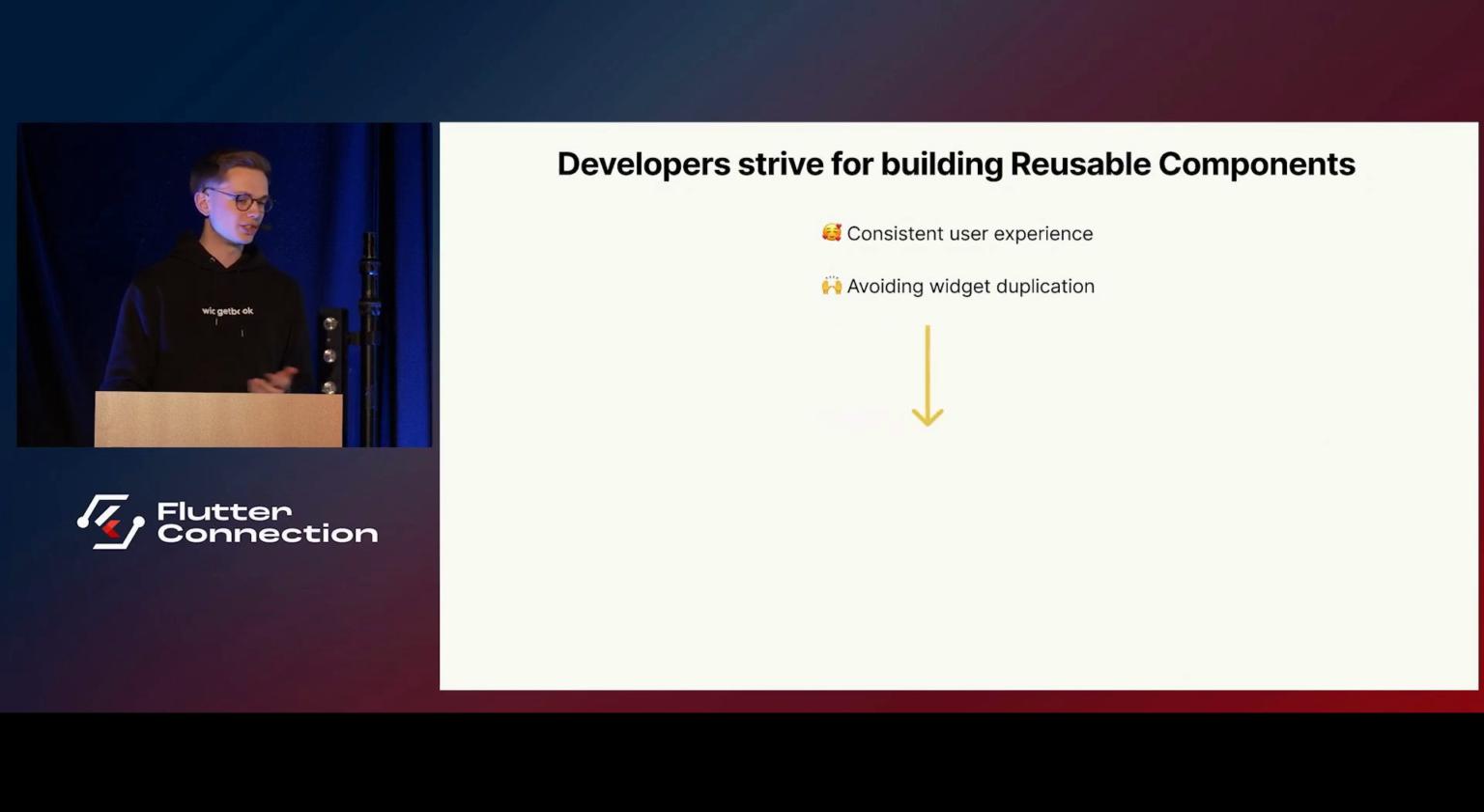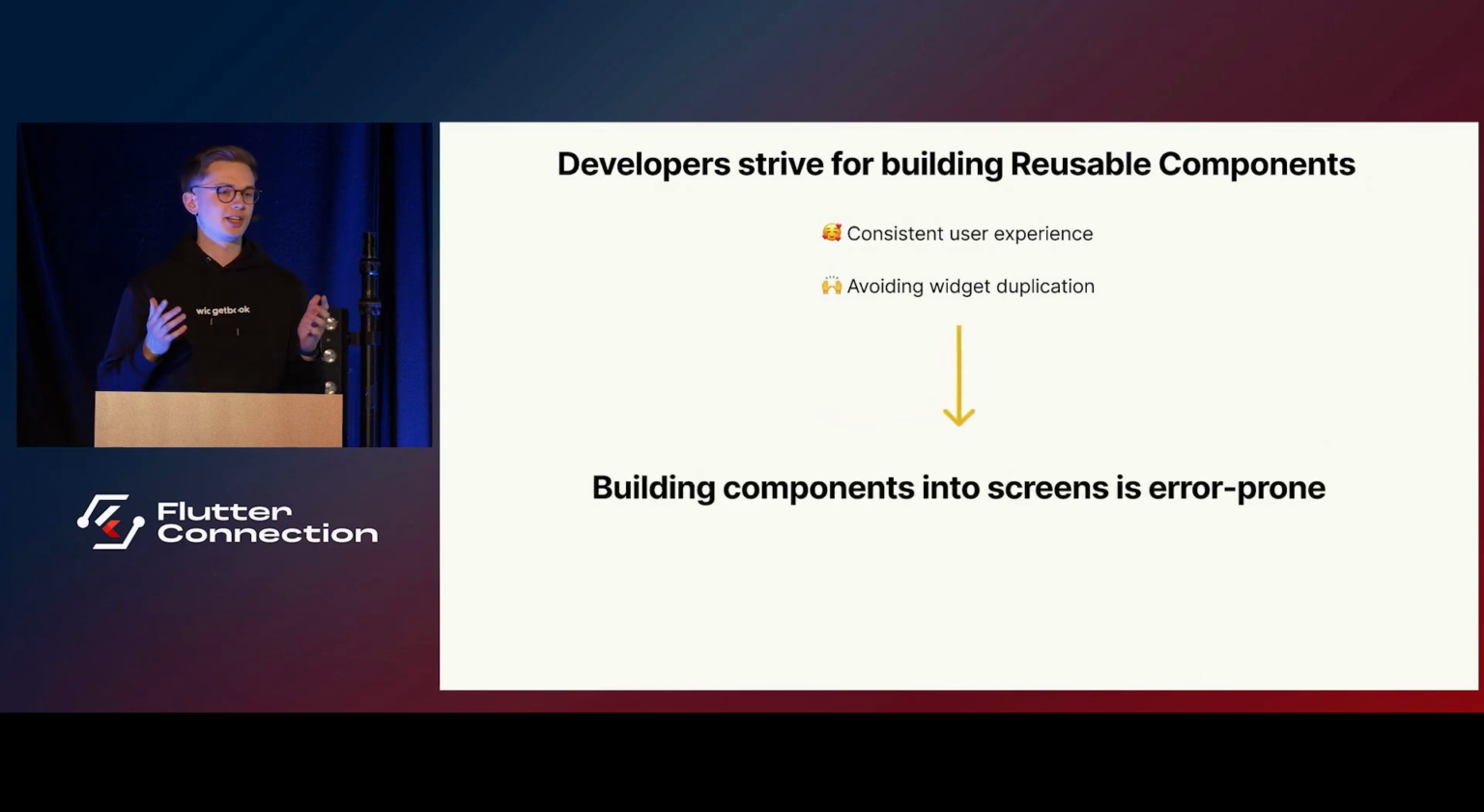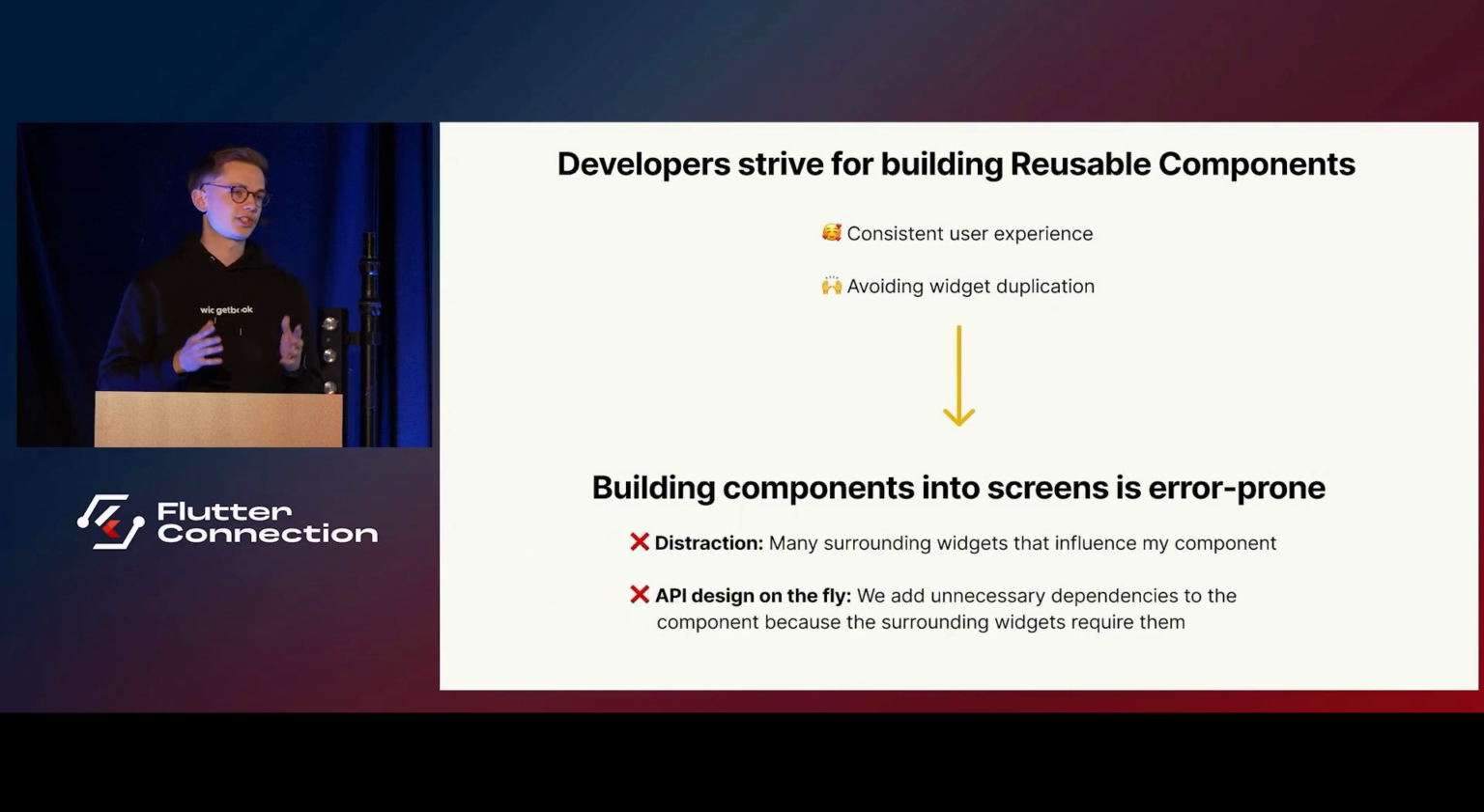And how are we usually doing it? We're usually doing it by building our components straight into screens. And the issue is that this approach is quite error prone. It is quite error prone because, first of all, it's quite distracting for us because there are usually many surrounding widgets that are influencing my component if we put it straight into the screen. And it's also annoying that we have to design the API on the fly. And thereby, even if we are very experienced developers, it might still be the case that we add really unnecessary dependencies to our components because the surrounding widgets require them.